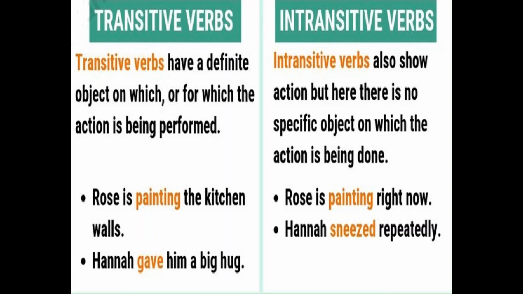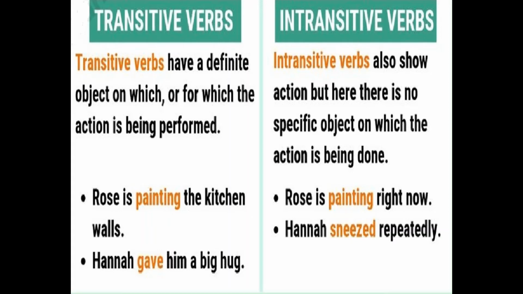Now intransitive verbs also show action, but there is no specific object. Okay, now you see the same sentences changed. There is no specific object on which the action is being done. No object on which the action is done. If there is no object of action, then you say it is an intransitive verb. Same verb, painting, but here Rose is painting right now. There is no object there. Or if you want to change it, you can say Rose is painting the wall right now. Then it becomes an object. Okay. Rose is painting right now, there is no object. Rose is painting the wall right now, there is an object. Hannah sees repeatedly.